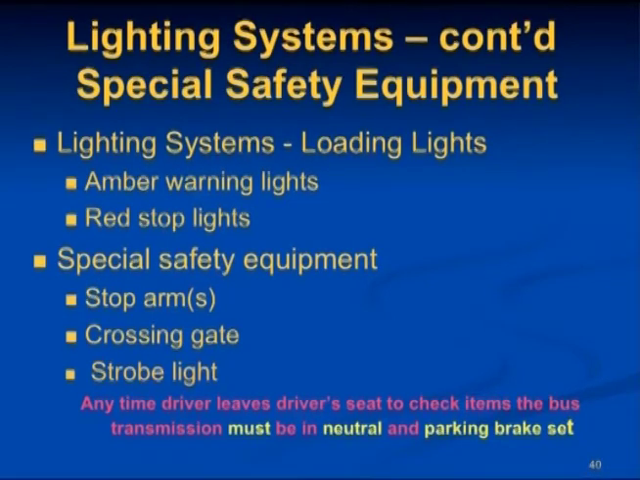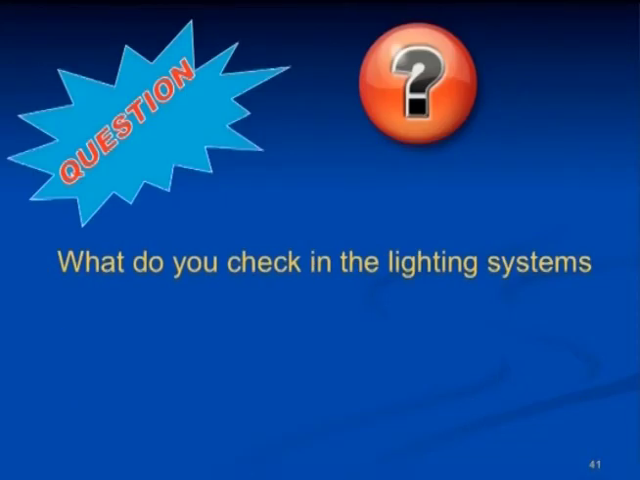For the strobe control to work automatically, it must be in the off position on the panel. You would only turn it on to override for weather or special safety situations. All loading lights, stop arms, crossing gate, and strobe should be deactivated when the service door is closed. Make sure that they have retracted before moving the bus. Anytime the driver leaves the driver's seat to check these items, the bus transmission must be in neutral and the parking brake set. Okay, questions here.